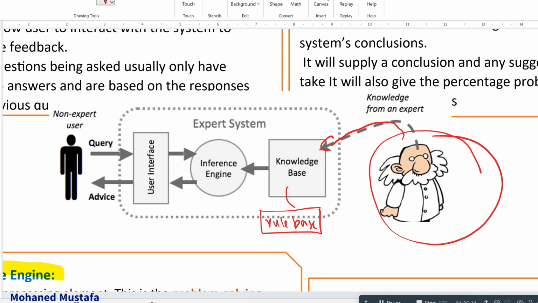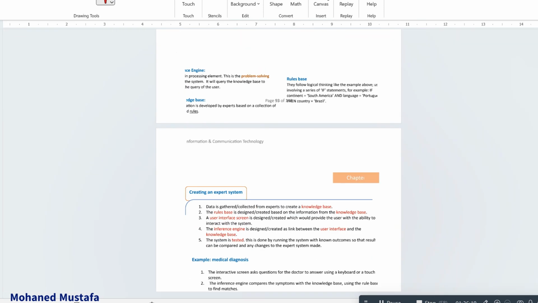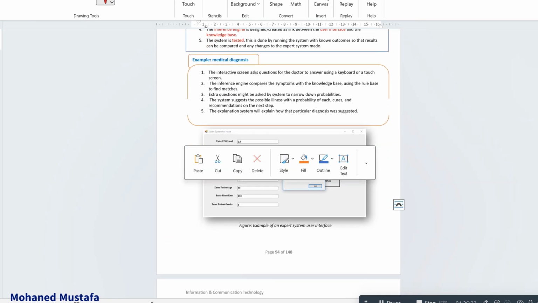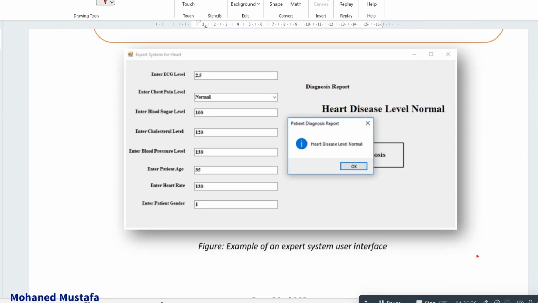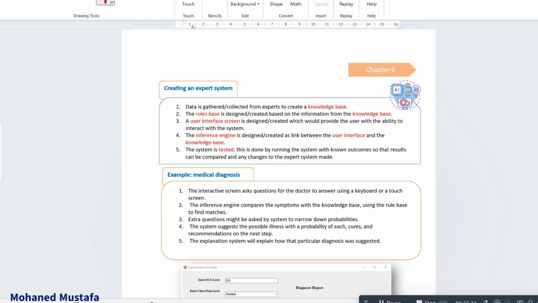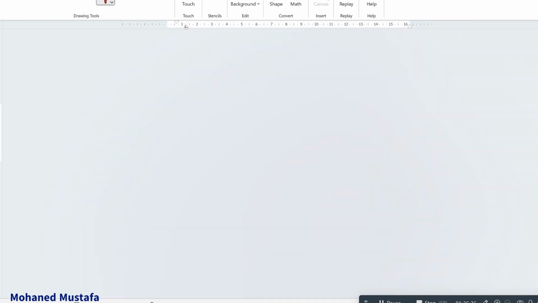And then what do you need? You need a user interface. Meaning the doctor has to sit in front of a computer like this one. Let me show you. Like this one. This is the user interface. It will ask you to insert some kind of answers.